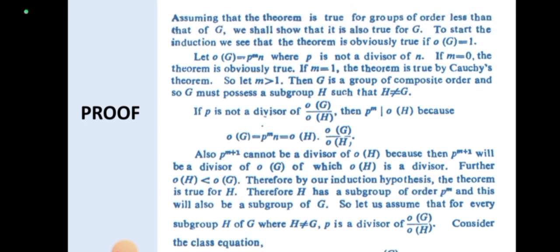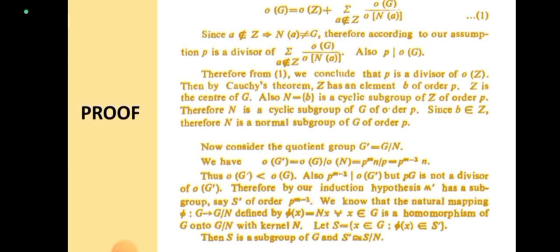Therefore, H has a subgroup of order p to the power m, and this will also be a subgroup of G. So let us assume that for every subgroup H of G, where H is not equal to G, p is a divisor of the order of G divided by the order of H. Now consider the class equation: the order of G is equal to the order of Z plus the sum over A not belonging to Z of the order of G upon the order of N(A). This we mark as 1.